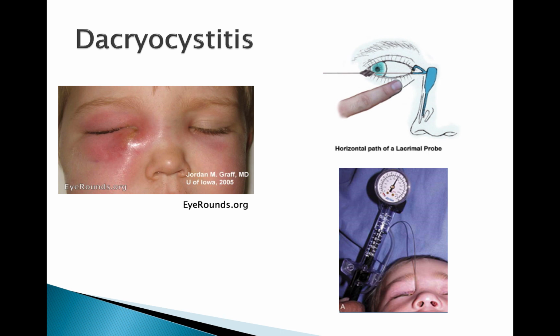Here's an example of a child with dacryocystitis. The picture in the upper left-hand corner shows a swollen lacrimal system, and in the upper right-hand corner, you can see a lacrimal probe or balloon dilation just below that.